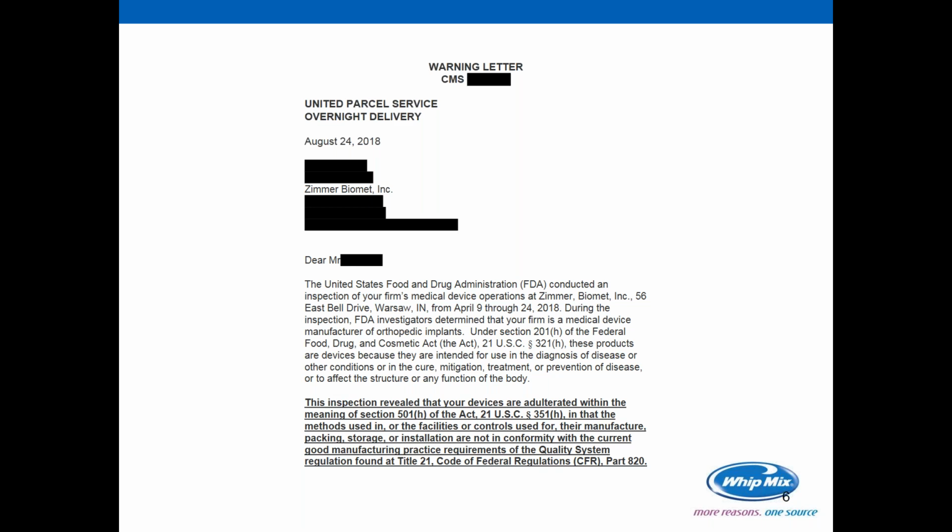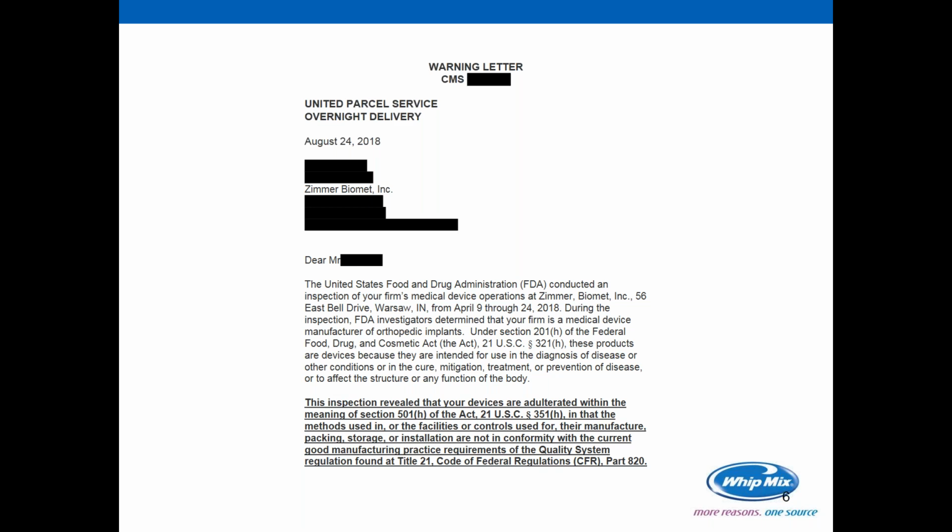Again, it's addressed to Zimmer Biomet, and it says that the United States Food and Drug Administration conducted an inspection at Warsaw, Indiana, and during the inspection, FDA determined that your firm is a medical device manufacturer of orthopedic implants. So there the FDA acknowledges what they were inspecting and what you were a manufacturer of. And it says these products are devices. And again, FDA doesn't give a warning letter for anything but a medical device, used in the cure, mitigation, treatment, or prevention of disease, or to affect the structure or any function of the body.